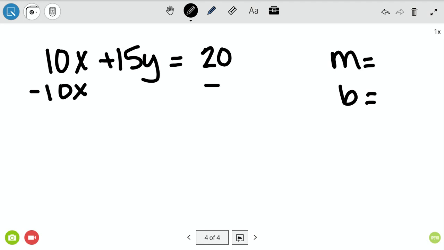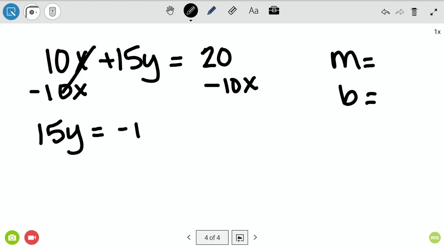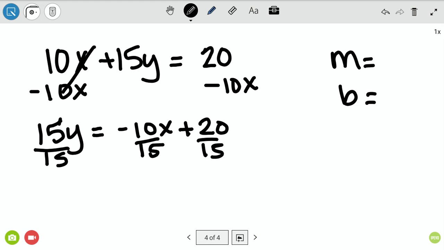Yep, subtract. Good. Subtract 10x from both sides, and when I do, I get 15y equals, which one am I going to write first? The negative 10x, so minus 10x, and then plus 20, because that 20 is a positive. Okay. Corbin, what would I do next? All the way across, right? All three get it. That leaves me y equals, now a negative over a positive is negative 10 over 15, and then x, and then 20 over 15.